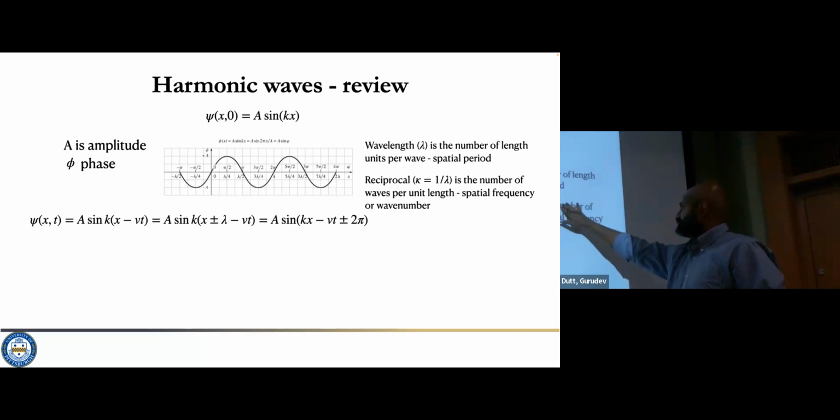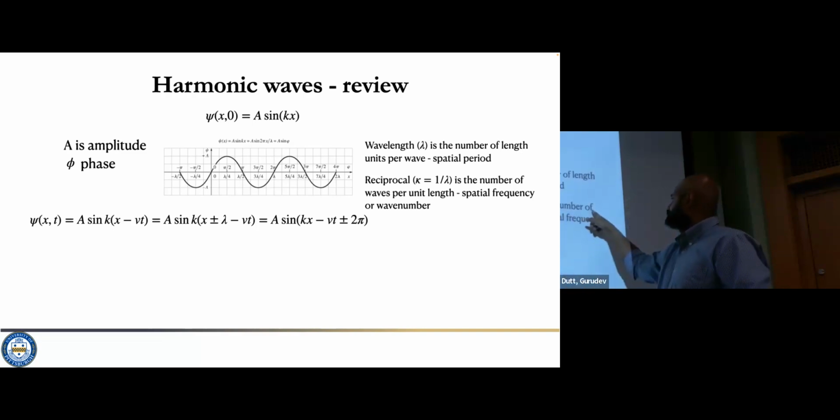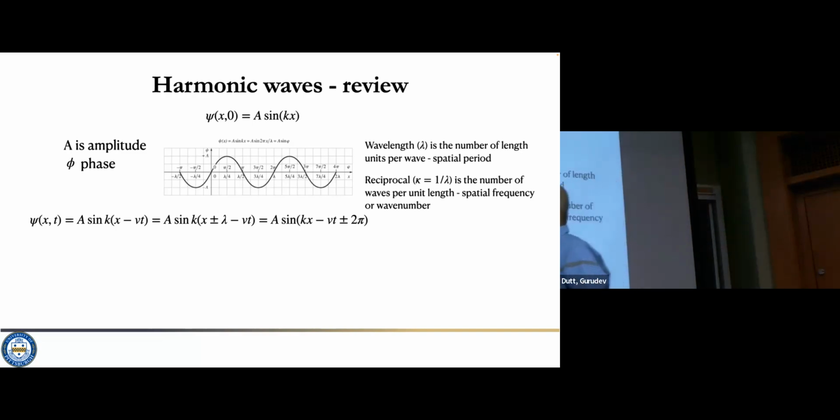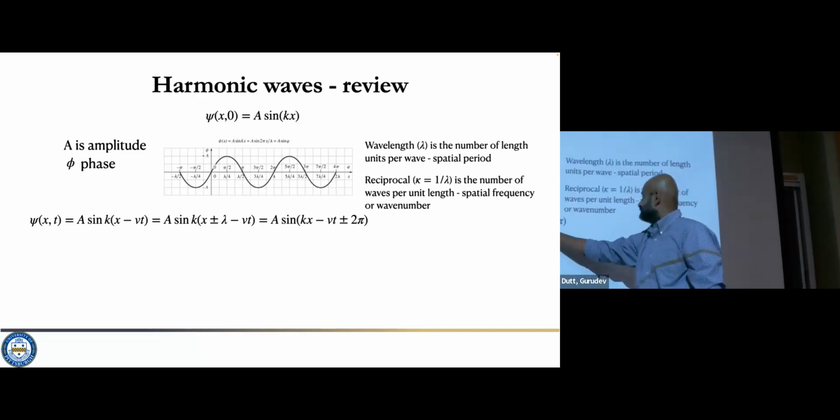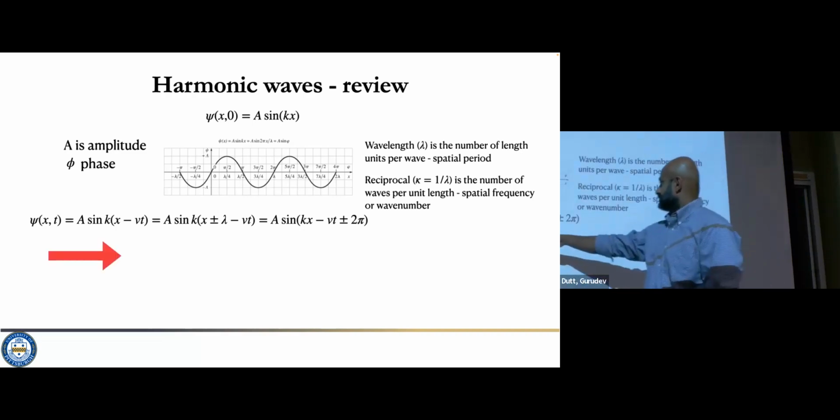And there's a special name given to the reciprocal of lambda, 1 over lambda, which is often denoted by this simple kappa, and that is called the spatial frequency or the wave number. And k, which is the parameter over here that appears in front of x, as we've seen, must be equal to 2 pi over lambda, because of this relationship.